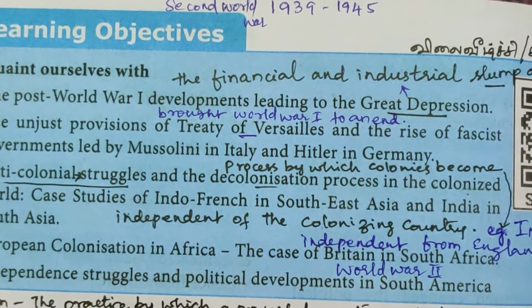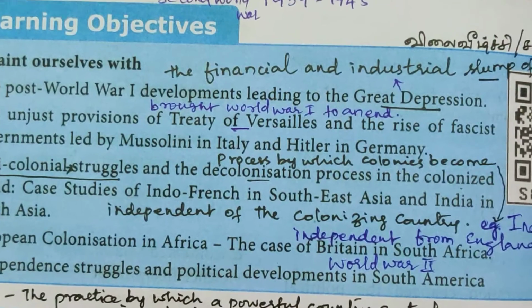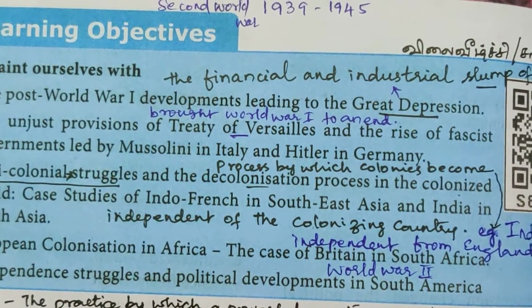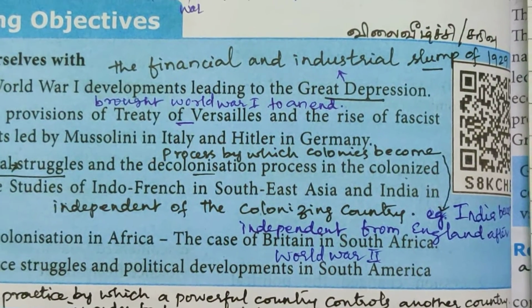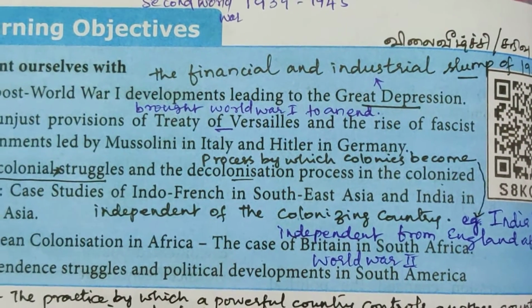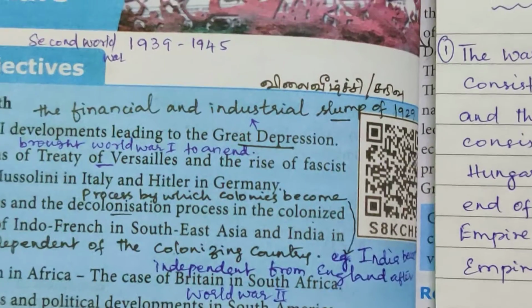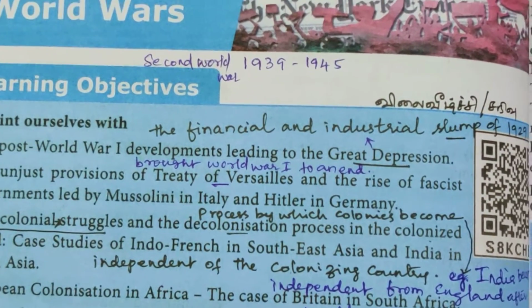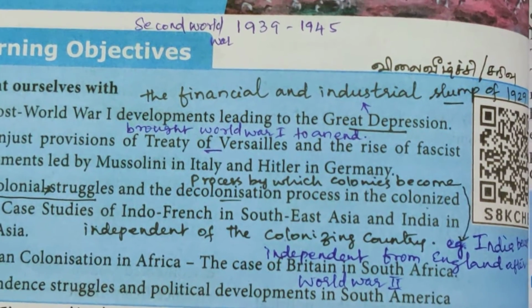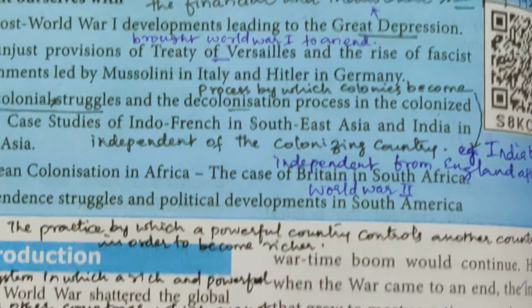European colonization in Africa. The case of Britain in South Africa. Independence struggle and political development in South America. So here we are going to discuss the entire world between the two world wars. Let me go to the introduction.